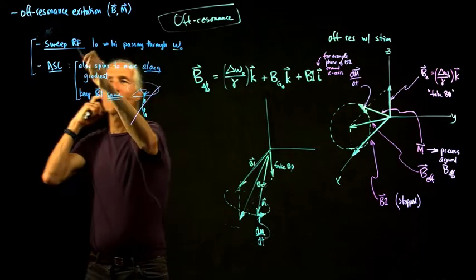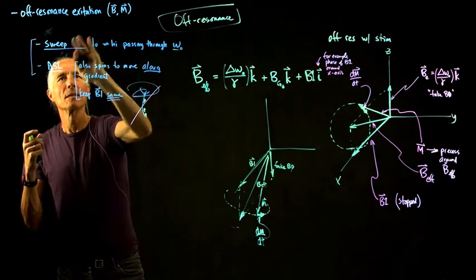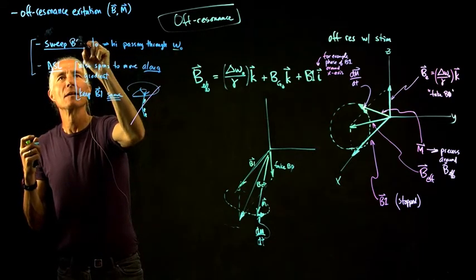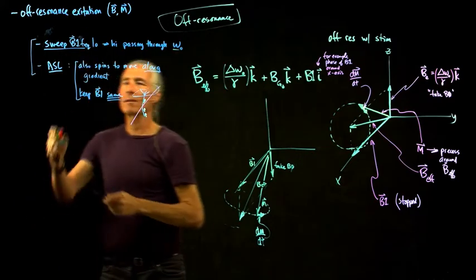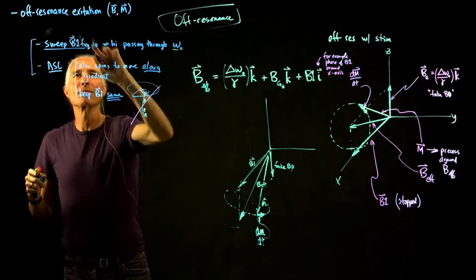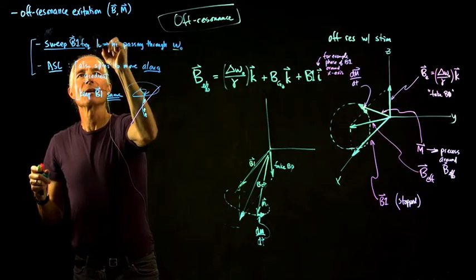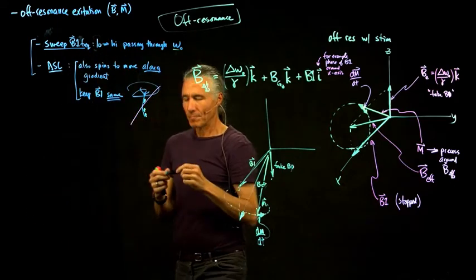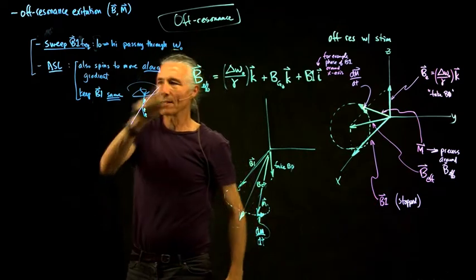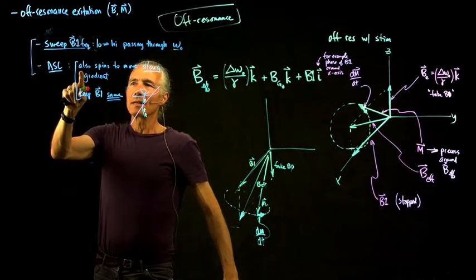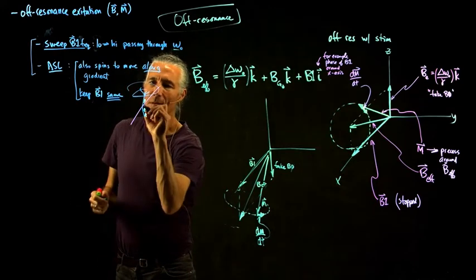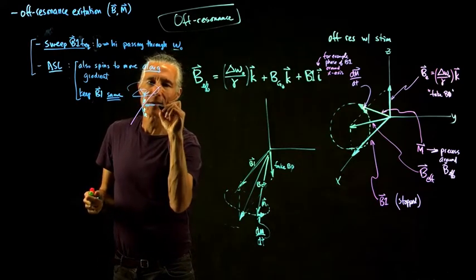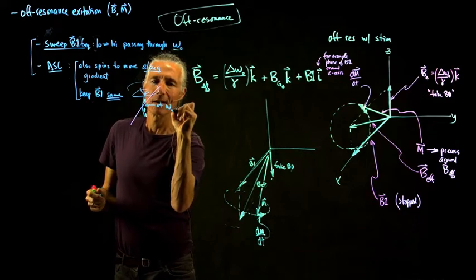So here we sweep B1 frequency from low to high, passing through the center frequency. Here we allow spins to move. So right at the middle of the gradient, we would be at our center frequency.